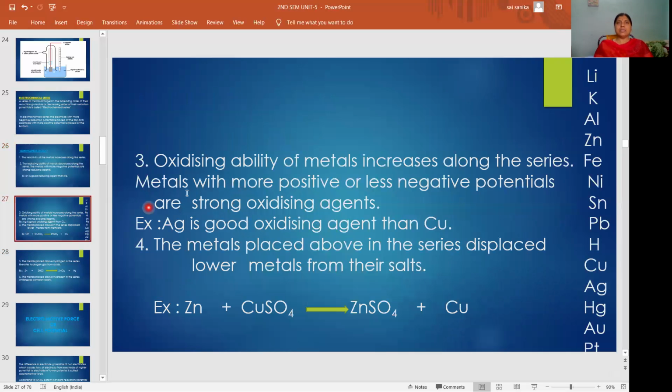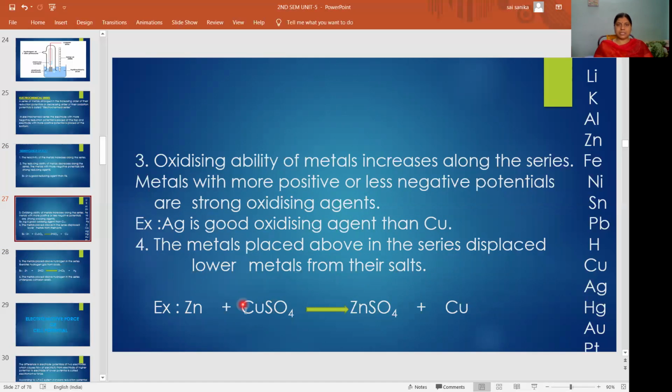The next, oxidizing ability, what is happening? Increases along the series. Metals with more positive or less negative potentials are good oxidizing agents. So Ag is a good oxidizing agent than copper. Ag is below, copper is above. And metals above in the series displace lower metals from their salts.